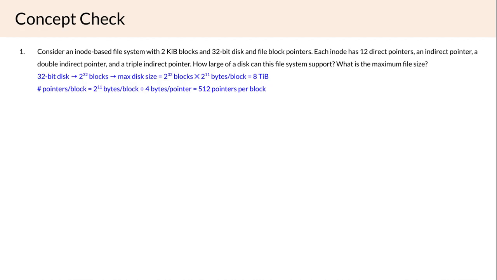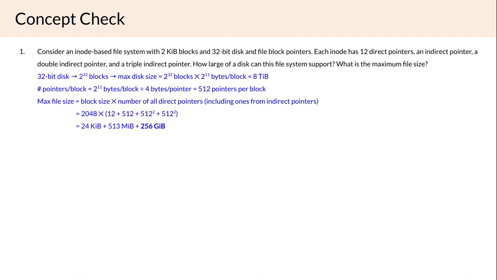And so now that we know how many pointers we have in total that map directly to data blocks, we can calculate the maximum file size by multiplying the number of pointers that have a one-to-one mapping with the data blocks by the size of each block. And so that gives us 2048, or 2 kilobytes, expressed in bytes, times the number of pointers that we calculated, and that gives us this large number here.